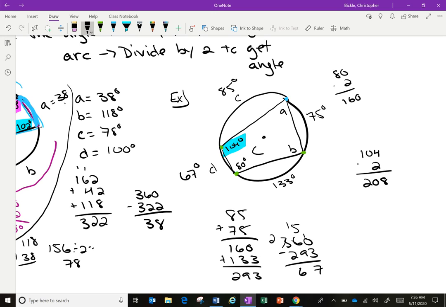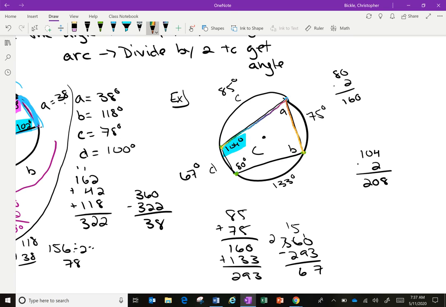So I know that C is 85. I know that D is 67. And we use the same idea to go backwards, guys. I want to find this angle A inside, and I'm changing pen so you guys can see what we're working with here. Well, that angle goes with those arcs.